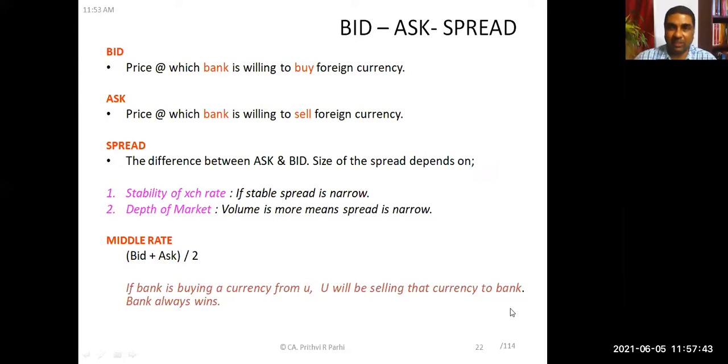Maybe at some other time we'll discuss the stock market concepts. But today you will understand that bid rate means the price at which the bank is willing to buy. Can you read it here? The bank is willing to buy. The bank is the dealer. The bank is the forex dealer. The bank is willing to buy the foreign currency. And what is ask? The price at which the bank is willing to sell the foreign currency.